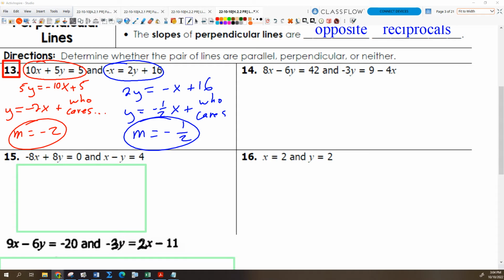If people choose perpendicular, what are they probably seeing there? Okay, yeah, they're seeing reciprocals, but to be perpendicular, lines have slopes that are not just reciprocals, they're opposite reciprocals, right? We have to flip the sign and flip the fraction. Okay, and we didn't flip the sign. They're both negative. What is the answer then? Neither. Yeah, correct. It's neither.